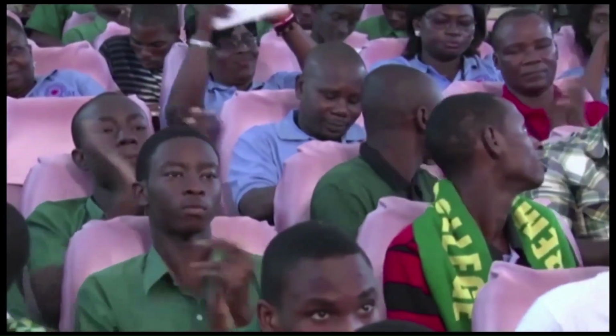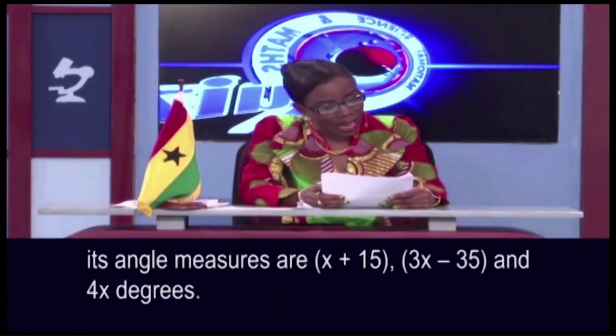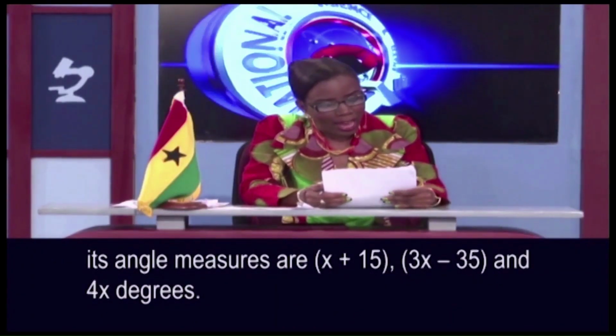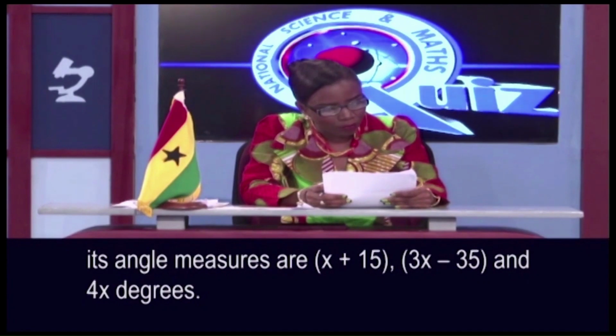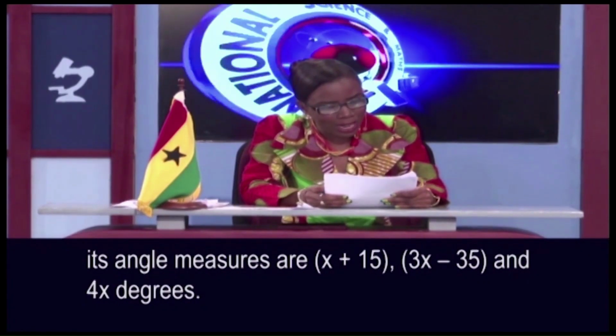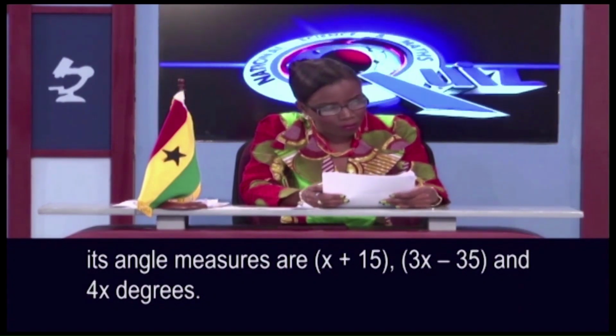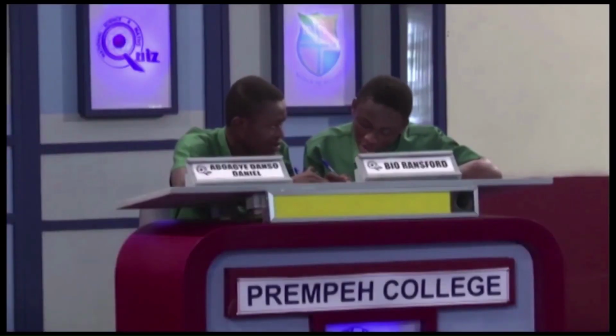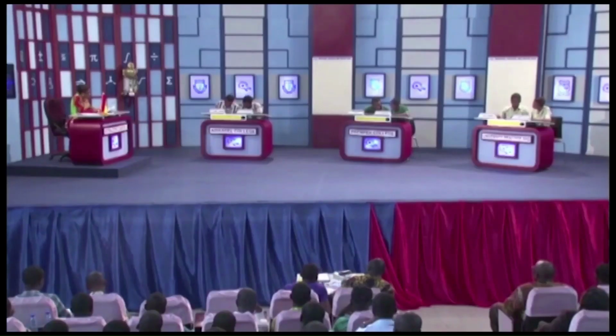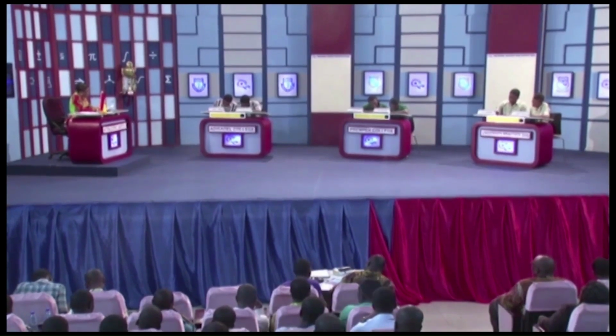Yes, Apiakubi? Scalene triangle. That's incorrect. Bio? It's a right angle triangle. You're right. Your major question with the same preamble. Its angle measures are x plus 15, 3x minus 35, and 4x degrees. Bio? It's a scalene triangle. That's incorrect. A bonus. It's isosceles.